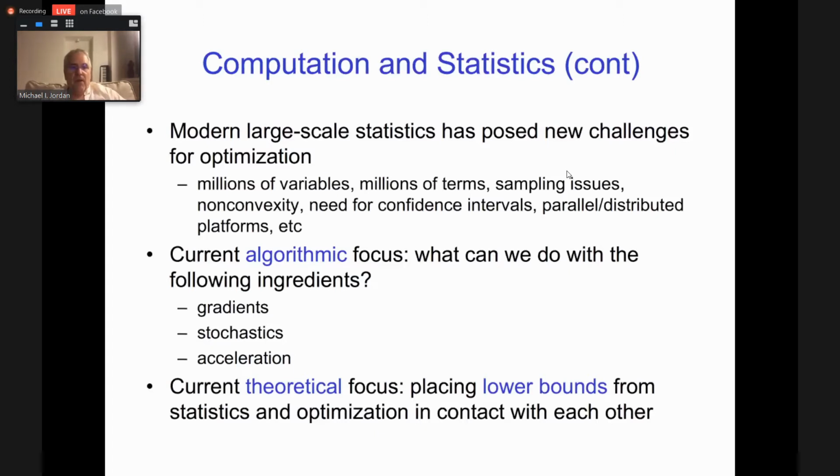Okay, so if you now bring statistics and computation together, you want to take the lower bounds from the two fields and bring them together. Optimization provides lower bounds. Statistics provides lower bounds, something like the Cramér-Rao lower bound and so on. There's many others. And these are two fields that have fairly mature lower bound technology and upper bounds.